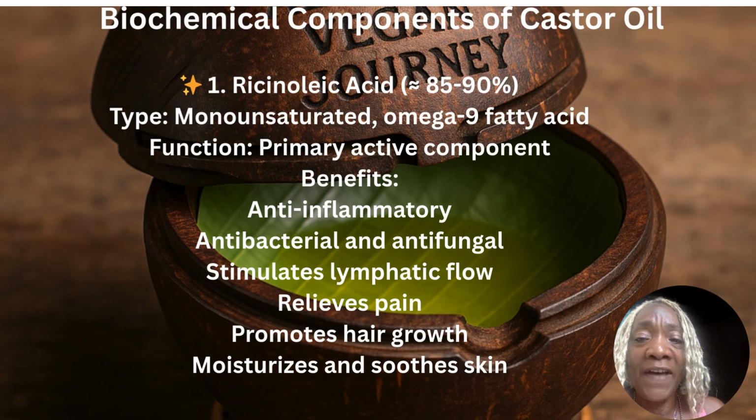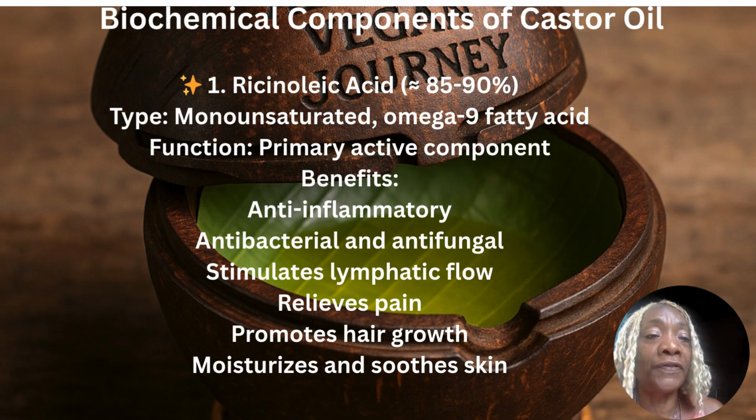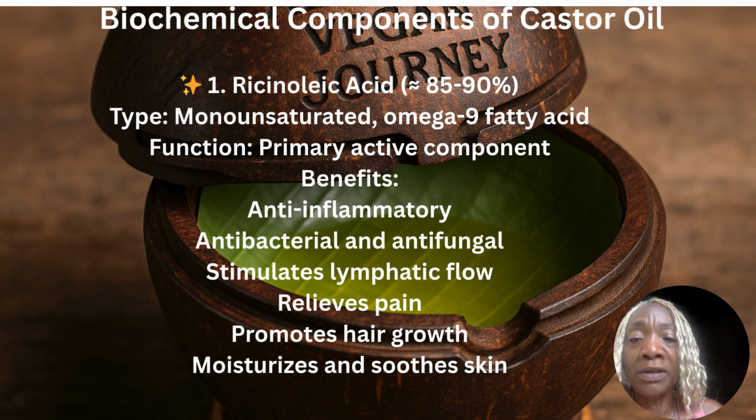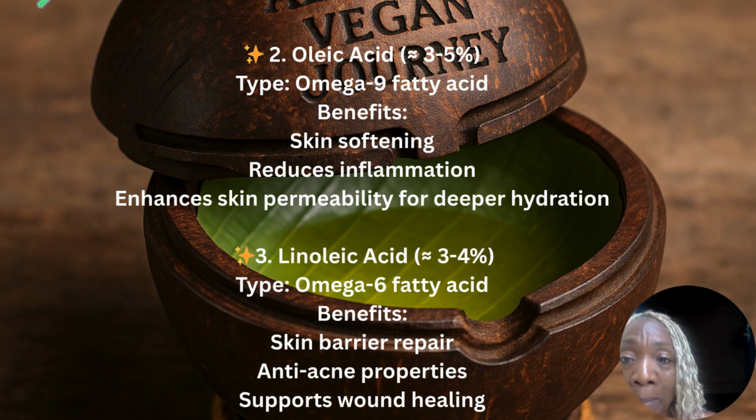Then it stimulates the lymphatic flow, your body's natural drainage and detox system. It moves fluids, waste, and toxins out of your tissues and supports your immune system. The compounds also benefit the relief of pain, promotes hair growth, and moisturizes and soothes the skin. Although ricinoleic acid is the major compound found in castor oil, it comes with backup. Oleic acid, which accounts for about 3 to 5% in the seed, and is an omega-9 fatty acid.